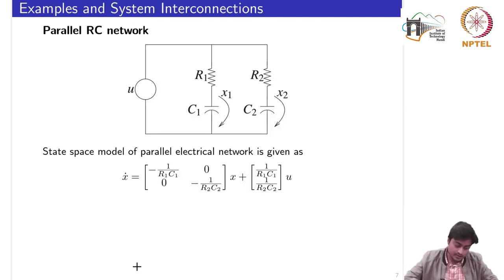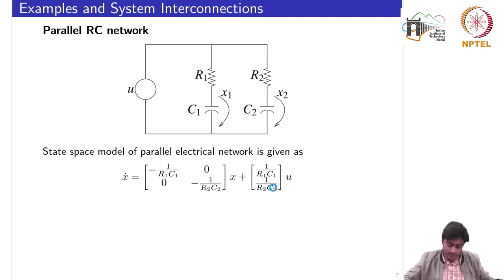So let's consider some examples to better visualize these two subspaces. Here we are seeing a parallel RC network where in one branch we have the series combination of R1 C1 connected in parallel to another series combination of R2 C2, and both of them are being powered by a common voltage input u. If we write the state space model of this parallel electrical network, we obtain this state equation where this is the A matrix and this is the B matrix.